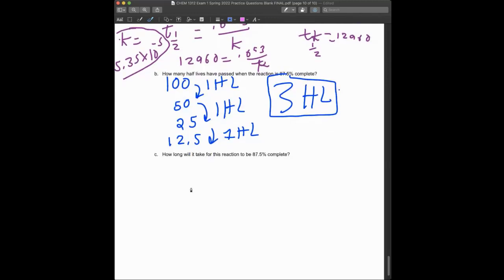Okay. So how long will it take for this reaction to be 87.5% complete? Well, how do we get this 87.5 number? So let's start from the top, right? I'm going to write this in red. The red is the percent of the reaction that has occurred. When something is 100%, 100 grams, that's 0% of the reaction that has occurred. That makes sense, right? Because nothing's decayed, so 0% of the reaction has passed.